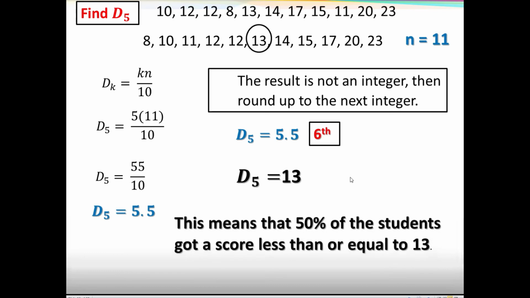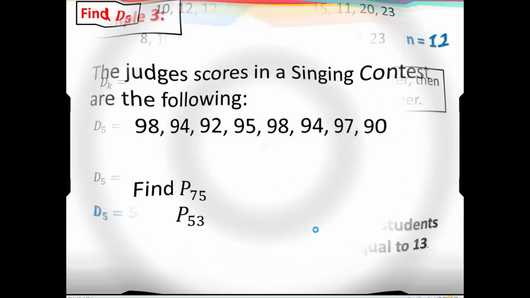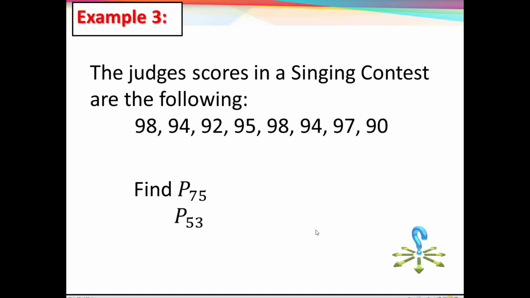This means that 50% of the students got a score less than or equal to 13. I hope the second example is clear to everybody. Let's have the last example.